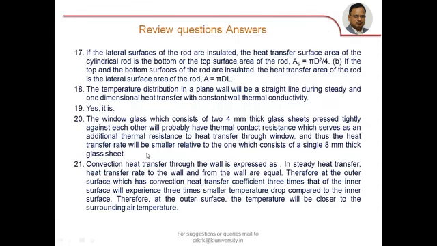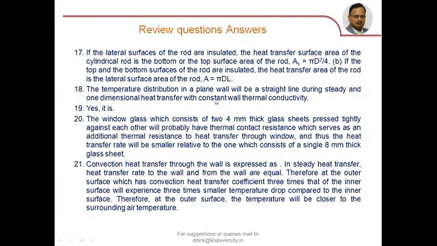Now in the last session or the one before, I have given questions from 17 to 26 and the answers are given here. So if the lateral surface of the rod is insulated, the heat transfer surface area will be the bottom face or top face area, which is equal to pi by 4 d square. If the bottom and top faces are insulated, now the heat transfer area of the rod will be pi d L.